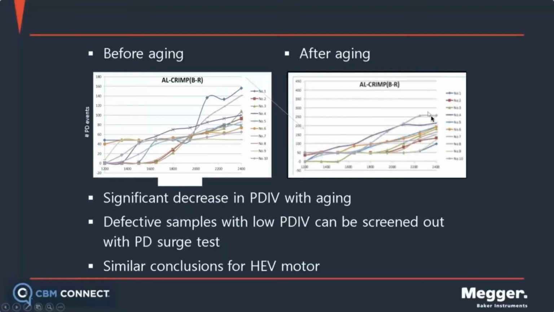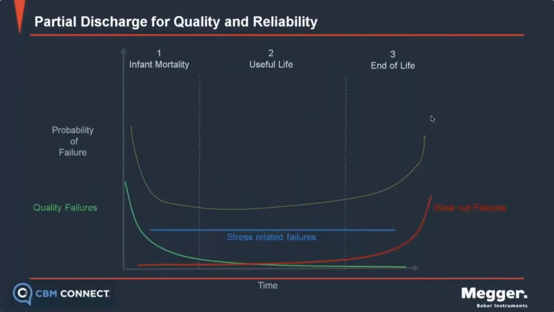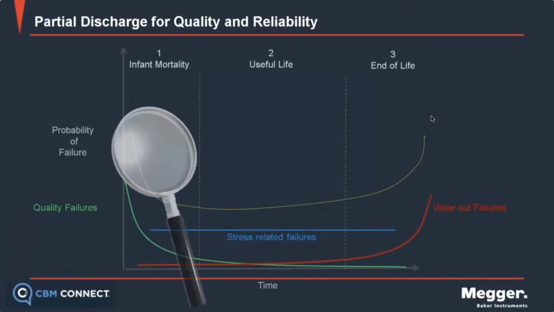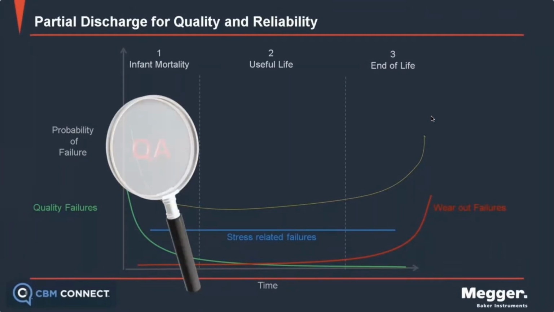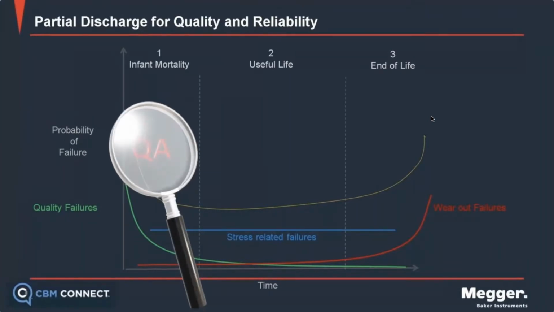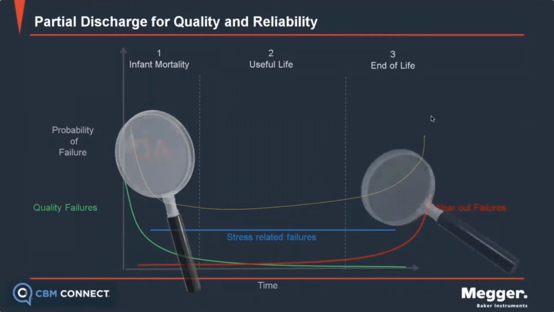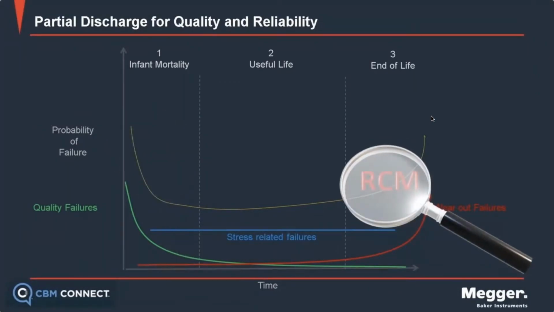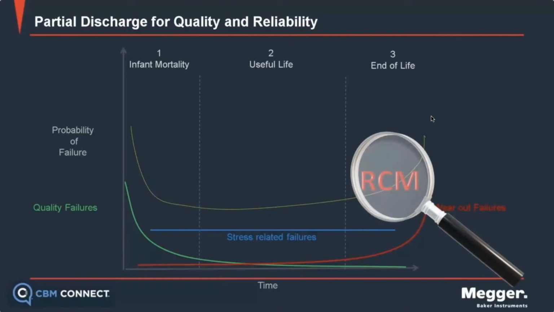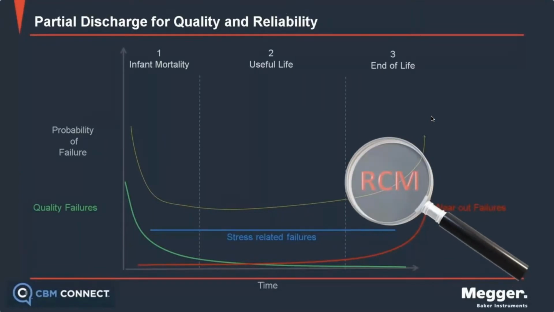So, going back to our partial discharge quality and reliability, there are basically two zones where PD activity can help us out: at QA at the beginning, for infant mortality, and also at the end of life, as a reliability tool to evaluate whether we're reaching those last stages, as a predictive indicator that we're getting to a point where the motor winding might fail.